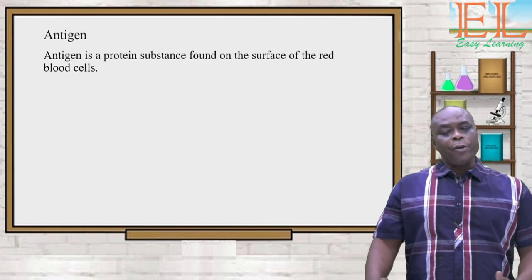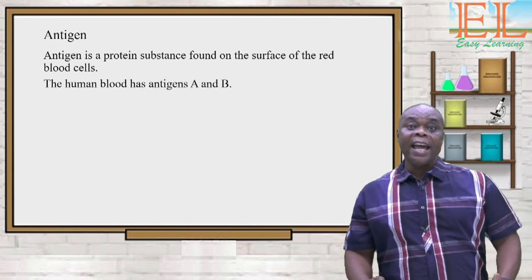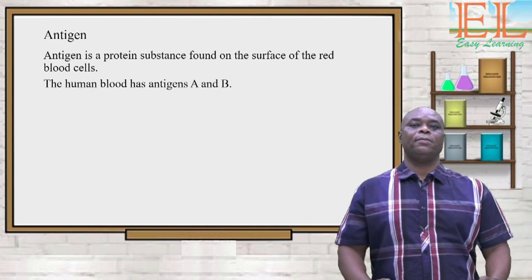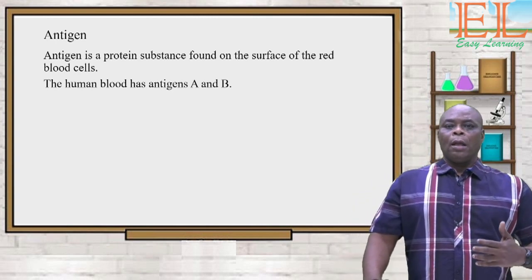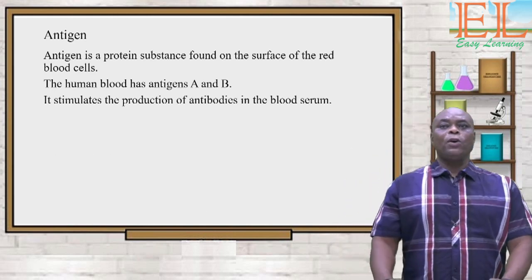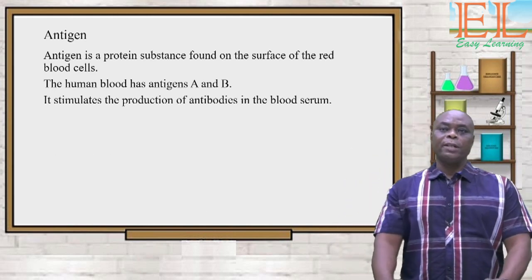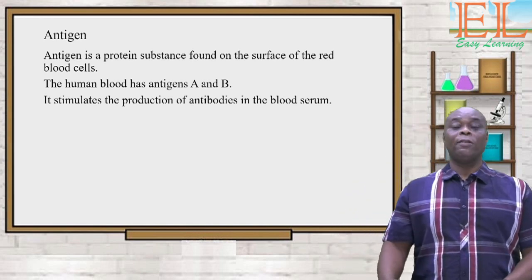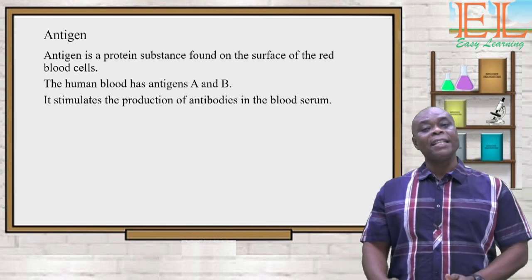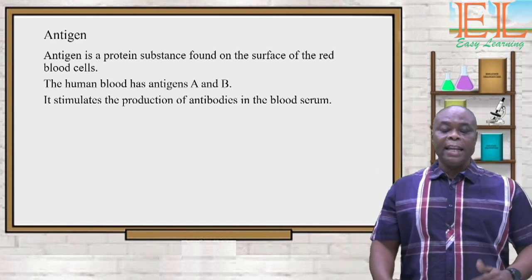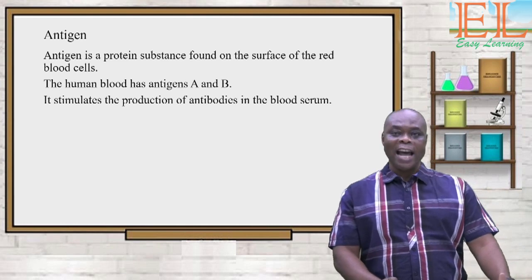In the human blood groups, we have antigens A and B, which are represented by capital letters. These antigens stimulate the production of another chemical called antibodies in the blood serum. The blood serum is the liquid part of the blood where these antibodies are produced. We'll come to antibodies later. Now let's concentrate on the antigen.